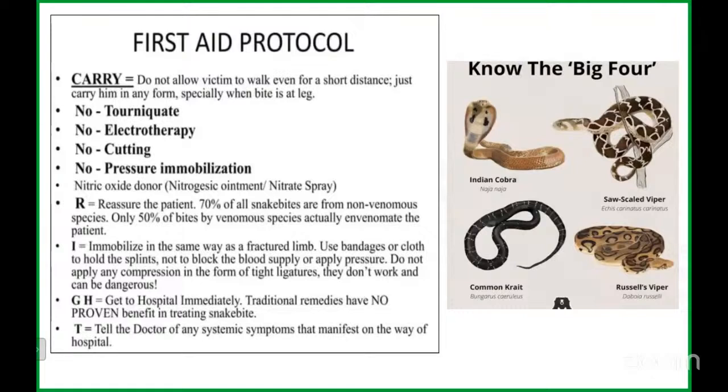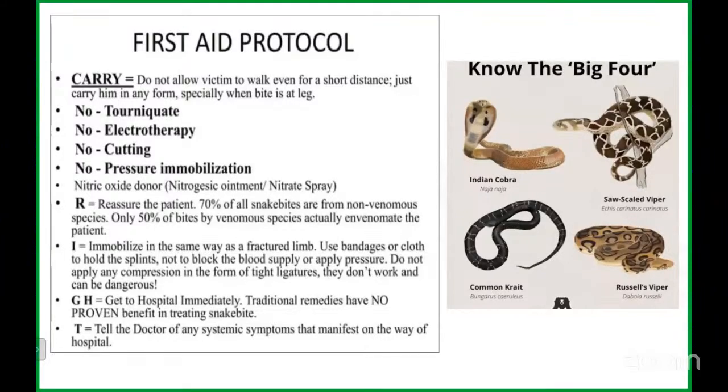R is for reassuring the patients. 70% of all the snake bites are usually non-venomous. 50% of the bites are by venomous species, and 50% of these bites, which are actually by the venomous species, can actually envenomate the patient. What do I mean by this line? I mean that even if it's a venomous snake that has bitten you, there is lesser chance that it will spread throughout your bloodstream. It can cause local destruction of tissues. The poison can spread to the local tissues, the local skin, to the epidermis, to the dermis, but usually 50% of the times it does not spread to the other organs of the body.